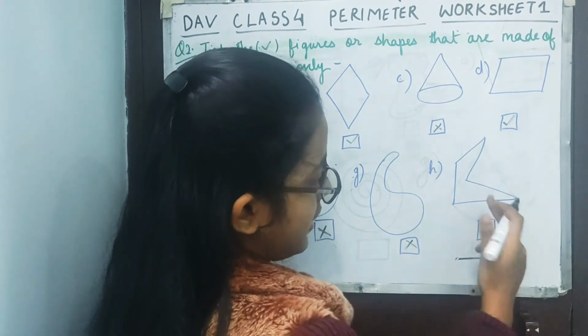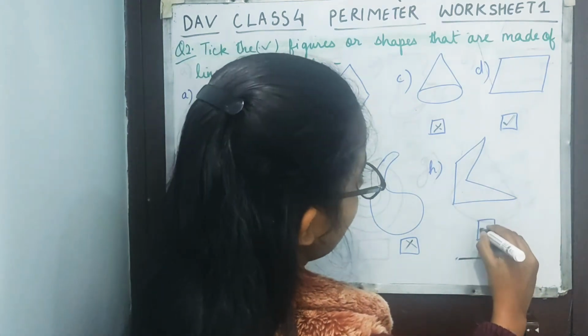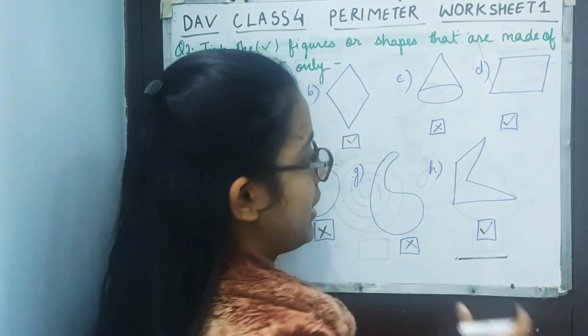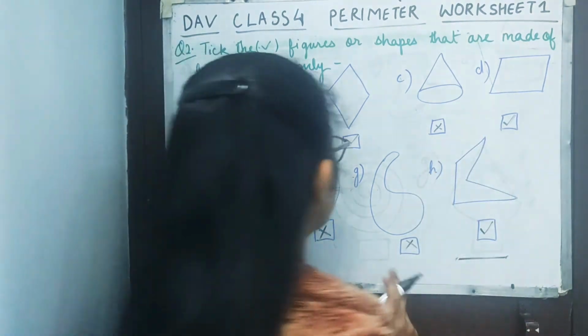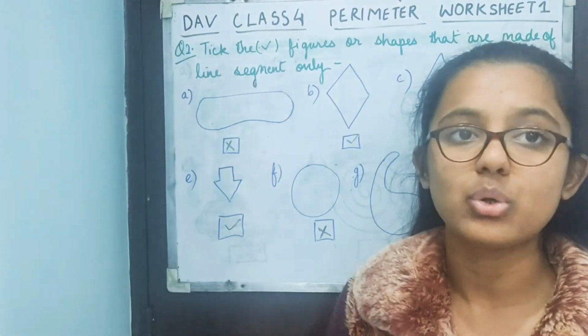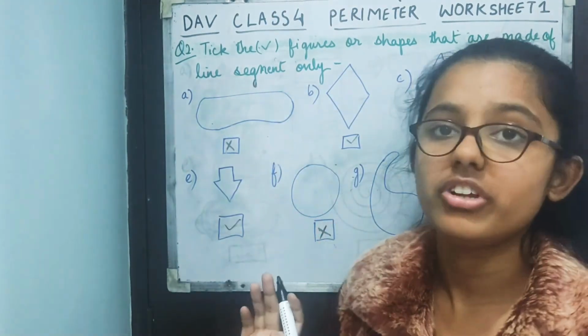Coming to our H part, it's a closed figure with line segments, because all the lines are straight and all have endpoints. So we have completed question number 2 of perimeter worksheet 1.